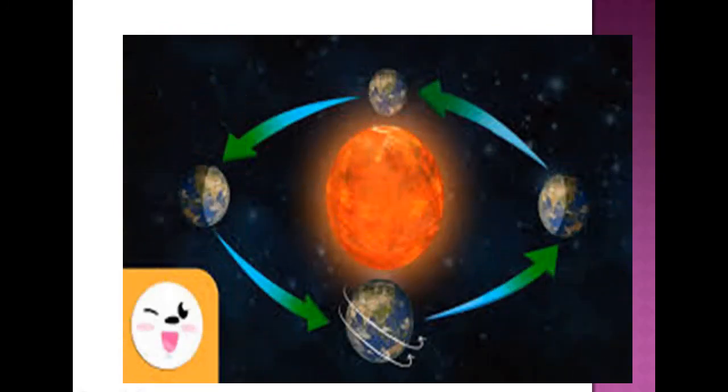Then there is change in the position. When the earth rotates and revolves around the sun, it changes its position. So these are the various types of changes which we see around us.